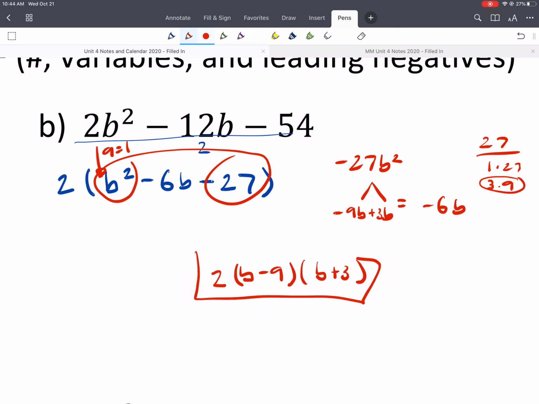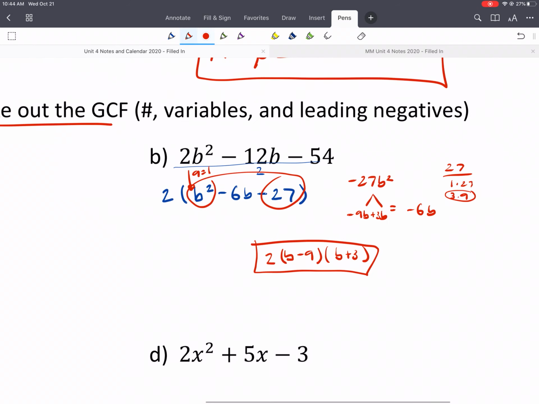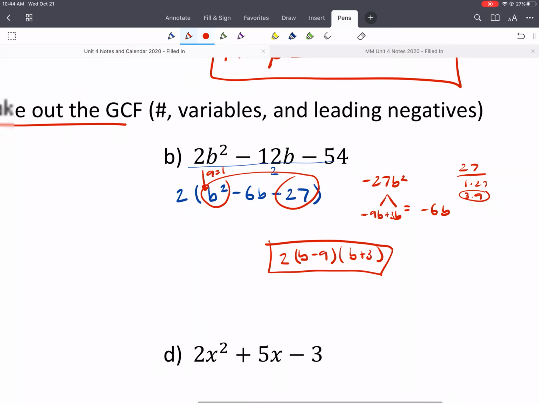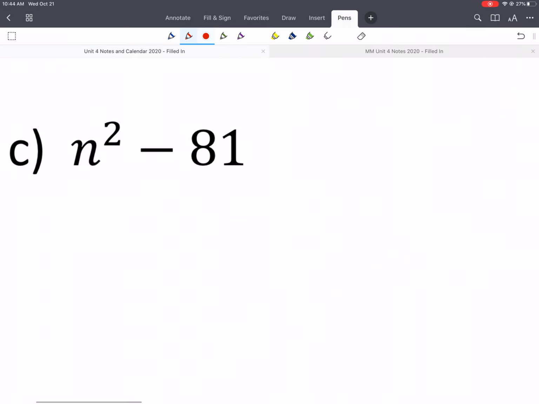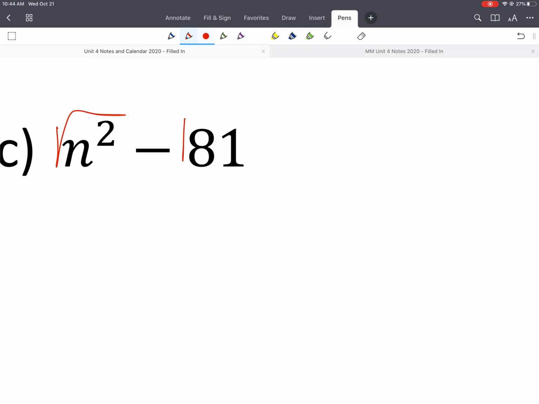Okay, if you haven't gotten factoring yet, you may need to go back to the videos for the last unit, or come and talk to me. Get some help. All right, this is the difference of squares. So we can easily come up with n plus 9 and n minus 9.